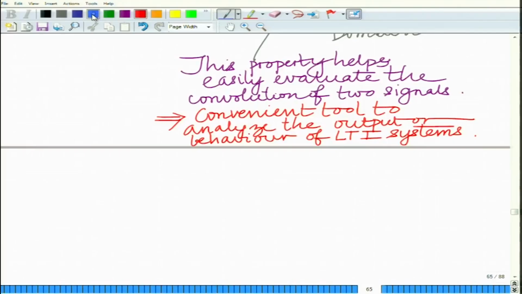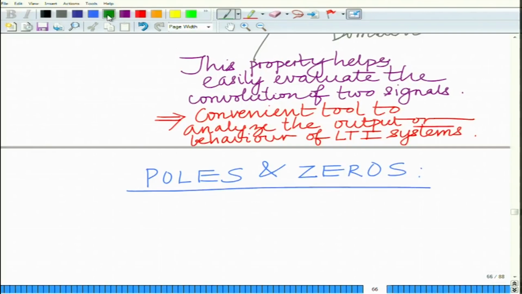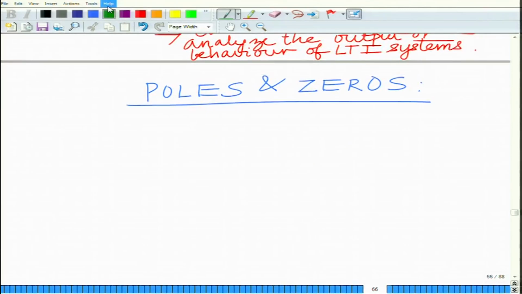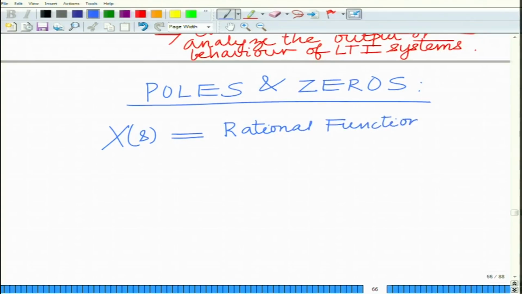So, let us now move on to another topic in the Laplace transform, which is that of the poles and zeros. Now consider X(s) to be a rational function of s. We consider the Laplace transform to be a rational function, which implies X(s) is of the form numerator polynomial divided by denominator polynomial.